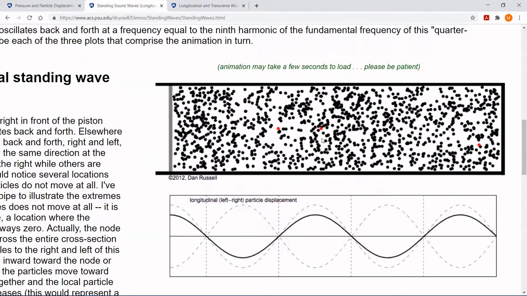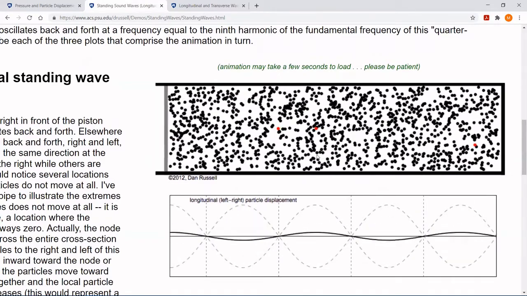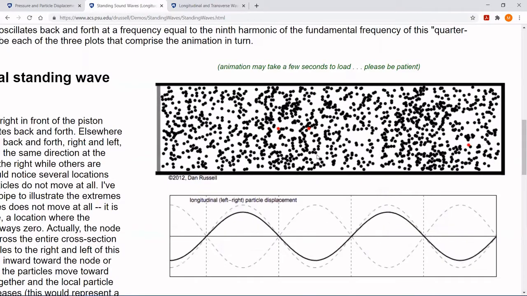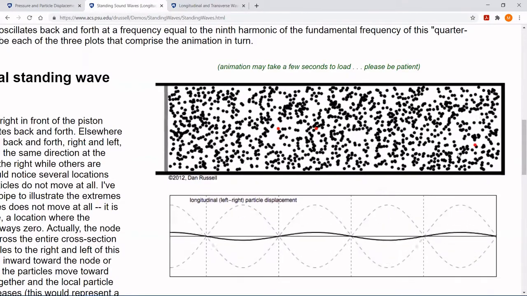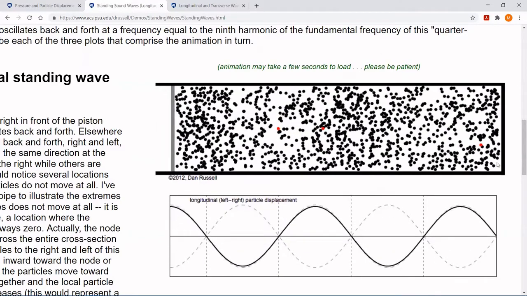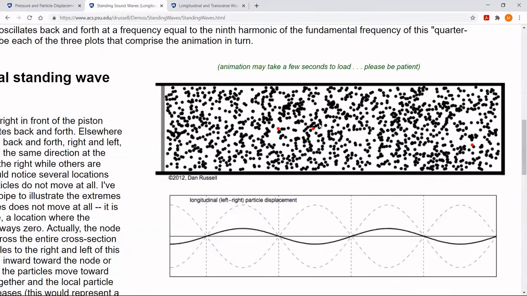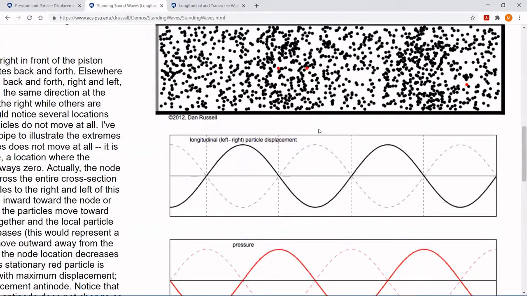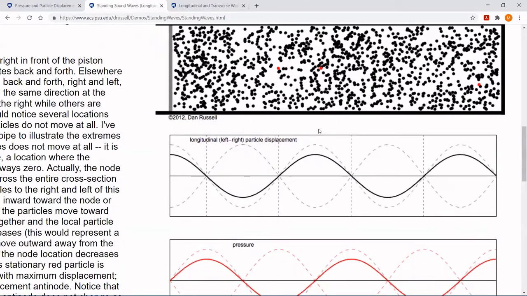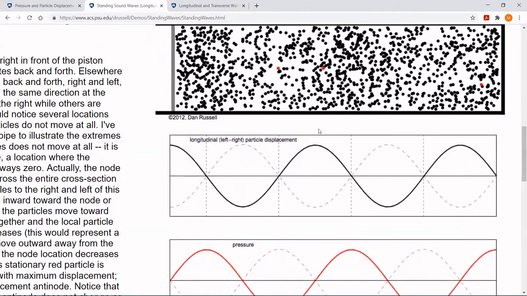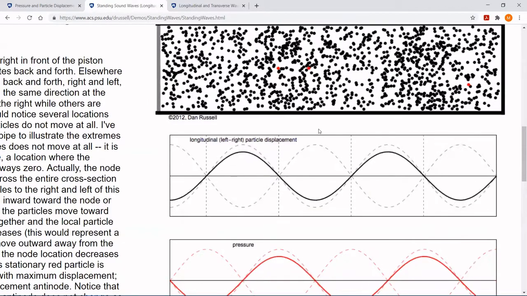I guess if you really pay attention, you'll notice that the density within that region doesn't seem to be changing in time. It's not like the particles are getting more squished together and then more rarefied. Over here, they definitely are. You can see them squishing together, spreading apart, squishing together. Over here, not so much. So that's the second fact that you want to know. Anytime or any place where there's a displacement antinode, where the particles jiggle back and forth with the greatest amplitude, that is a pressure node.